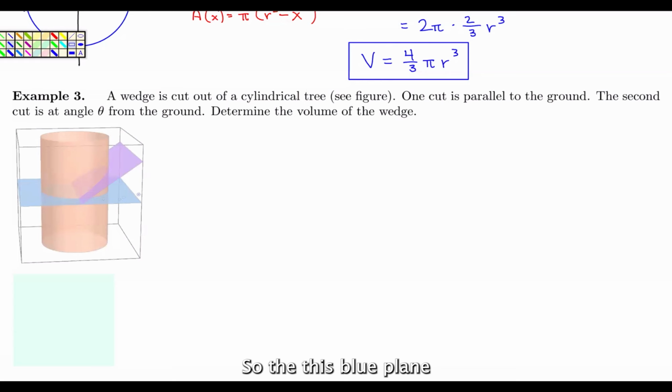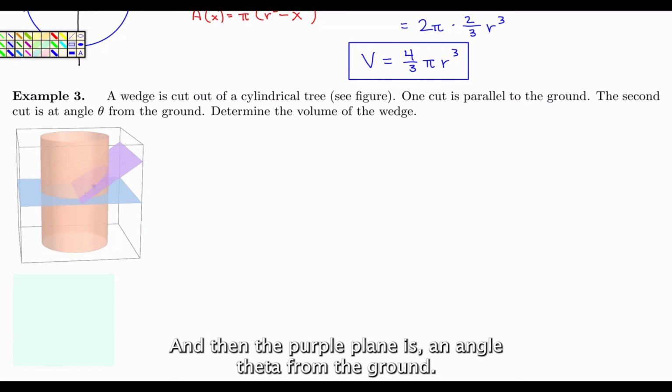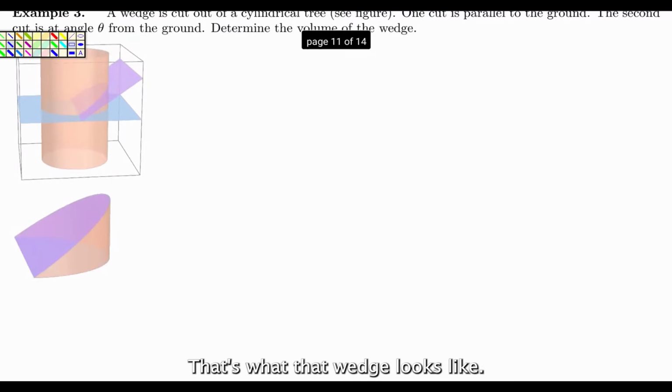So this blue plane here is meant to represent the cut that is parallel to the ground, and then the purple plane is an angle theta from the ground. And so what we're looking at is this little tiny wedge in here, and I'm going to reveal that's what that wedge looks like.